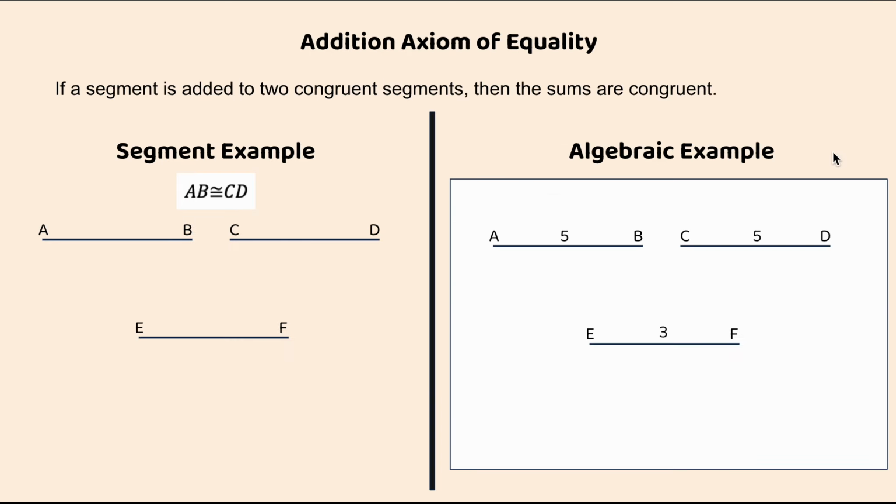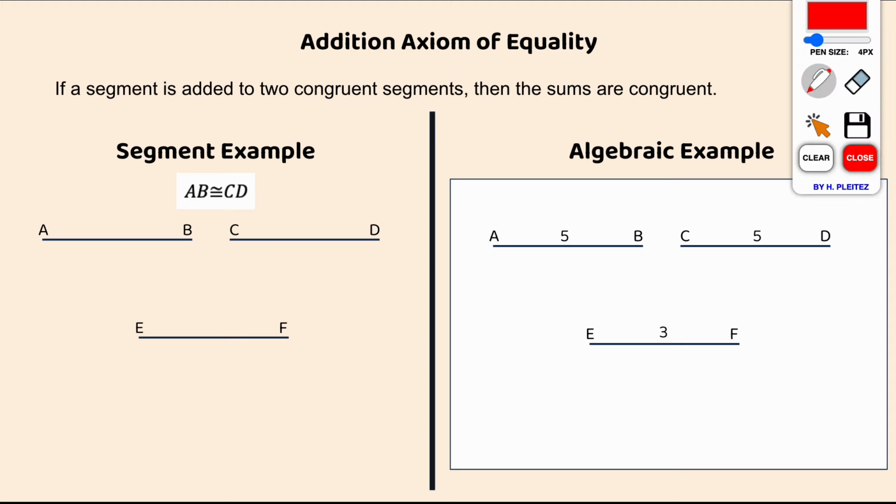Now, one other thing we didn't really see much of is the addition axiom of equality. Now, the words of these axioms can be a little bit confusing. That's why it's so beneficial to look at these examples. So in this case, it says, if a segment is added to two congruent segments, then the sums are congruent. Bunch of word babble. So let's just get into our examples. For our segment example, we're going to start with the fact that AB is congruent to CD. Now remember, congruent just means they have the same measure, right? So in our segment example, let's say I take AB and I add EF onto it.